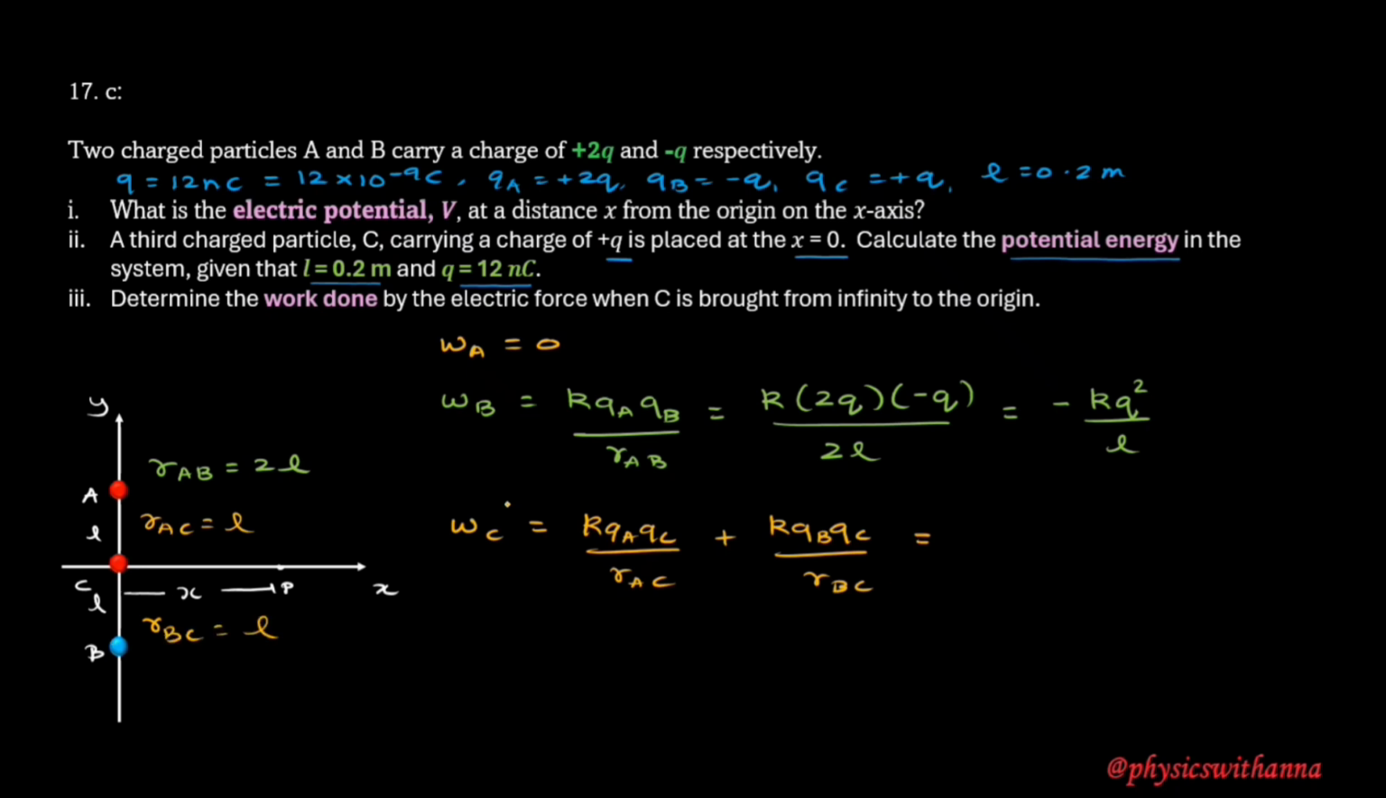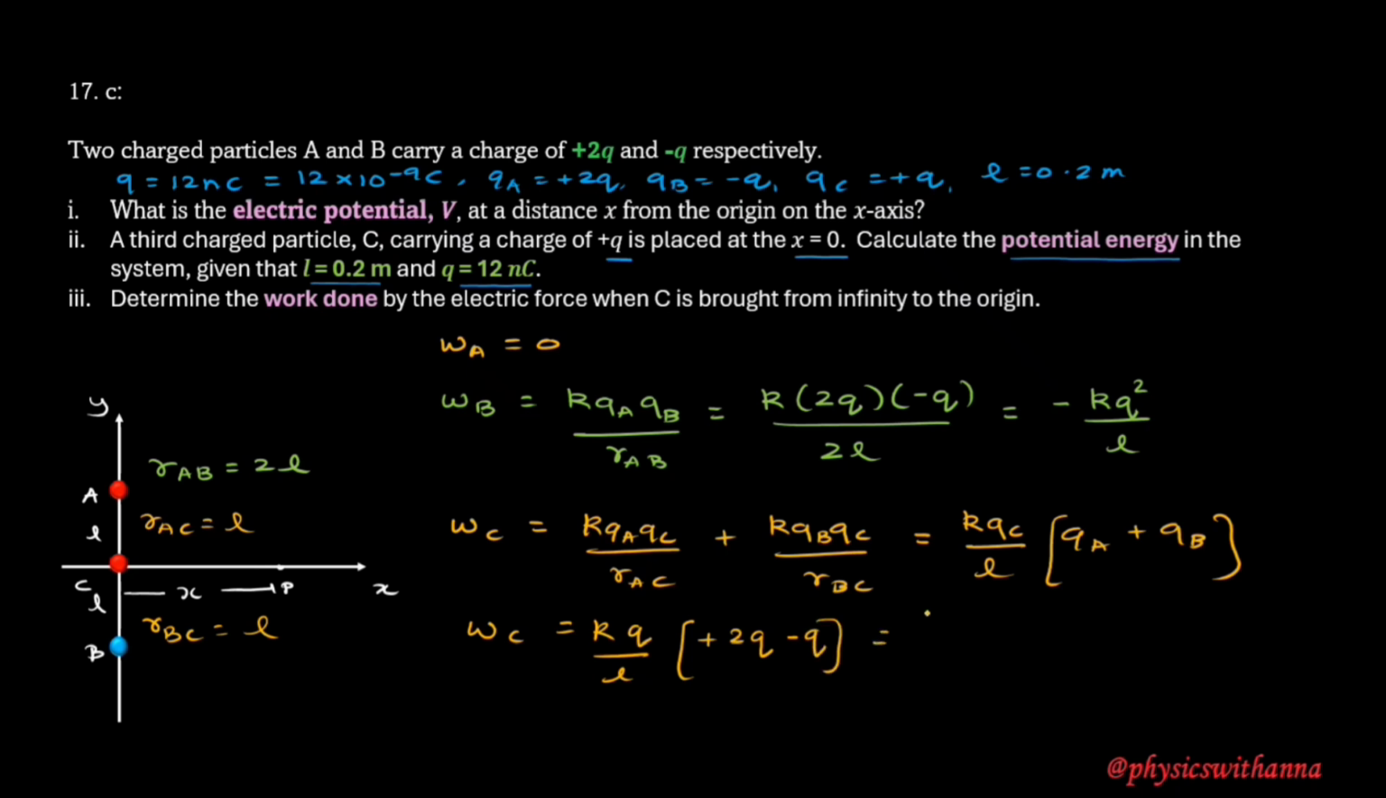So let's take the common terms out here. K and QC are present in both terms, so we will keep them outside. RAC and RBC are both equal to L. Then QA plus QB. Now let's substitute. QC is just Q over L. QA is positive 2Q. QB is negative Q. And when you solve this, work done in bringing particle C will be equal to positive KQ squared over L.